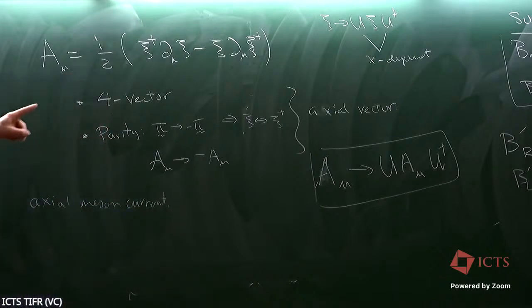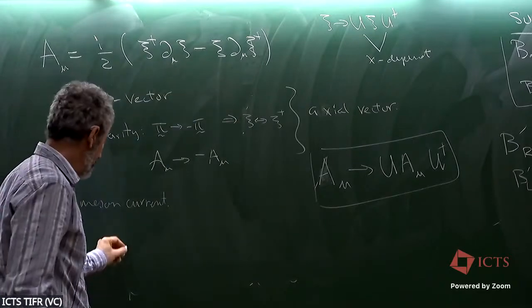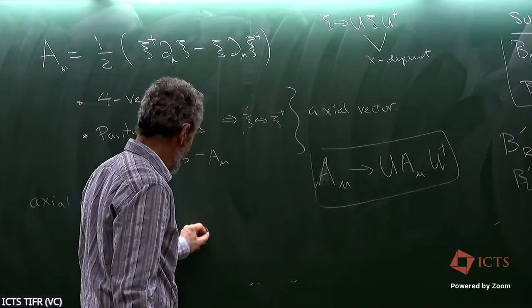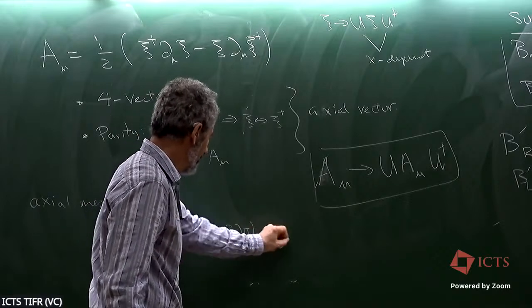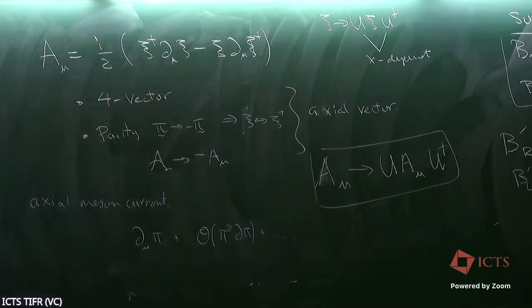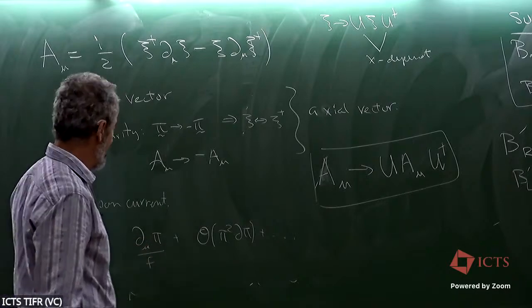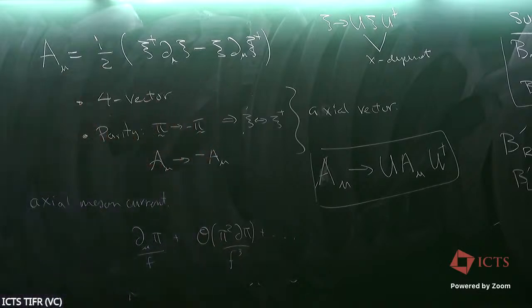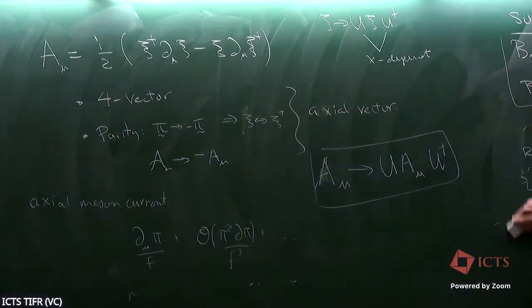And if you expand it in powers of the pion, you'll see that it starts off at d mu pi, and this would have an f, and this would have an f squared, f cubed. So the obvious next thing to do is to compute the same thing with a plus sign.